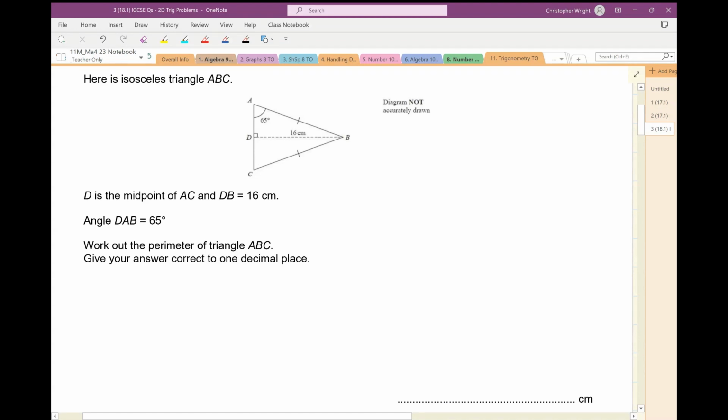Question 1. I've got an isosceles triangle here, ABC, and I'm told some information here which you need to read carefully, but it's all on the diagram. And the question is to work out the perimeter of this triangle ABC. So I need to work out the length of that red line and give my answer to 1 decimal place.